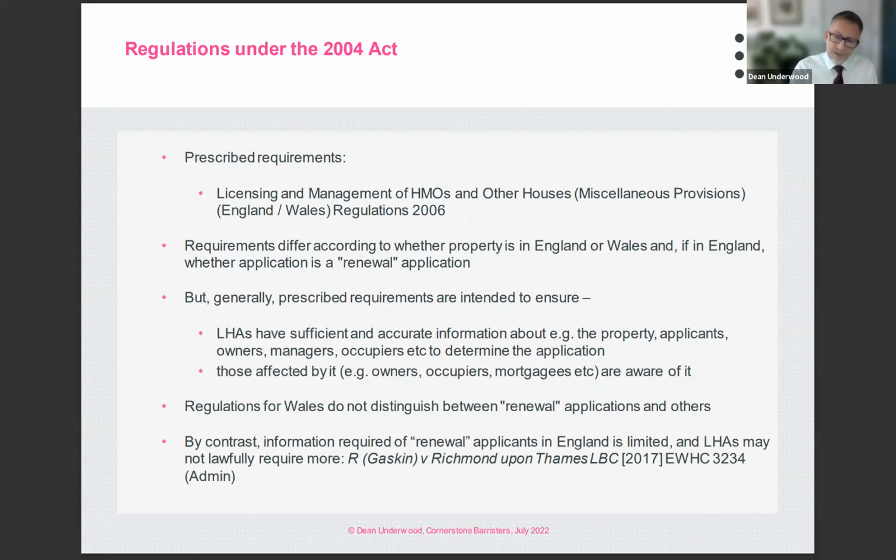So on the face of it, it doesn't include an application for a licence that is made after a previous licence has expired or has been revoked, nor does it include on the face of it an application for a licence under a different part of the 2004 Act in respect of the same property. So for example, if someone were to apply for a licence under Part 2, having previously applied under Part 3, that would not, it seems, be a renewal application.